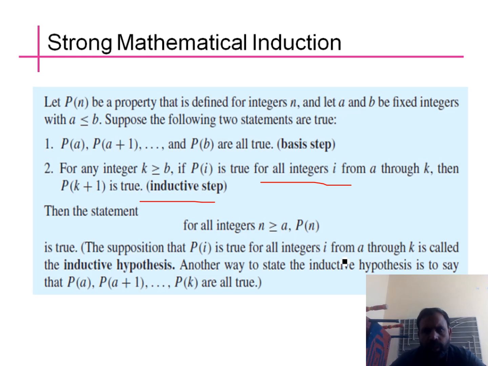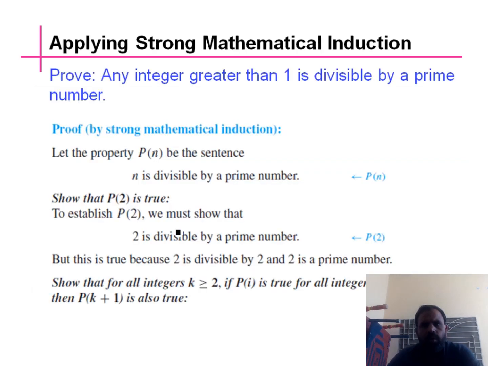The supposition that P of i is true for all integers i from a through k is called the inductive hypothesis. Another way to state the inductive hypothesis is that P of a, P of a plus 1, up to P of k are all true. We now discuss applying strong mathematical induction.